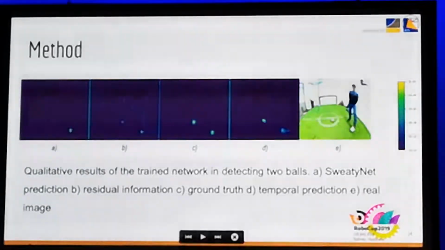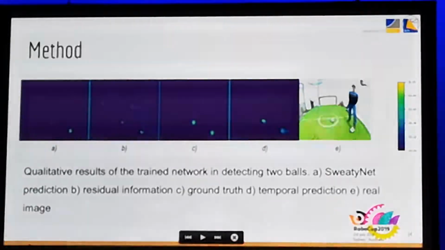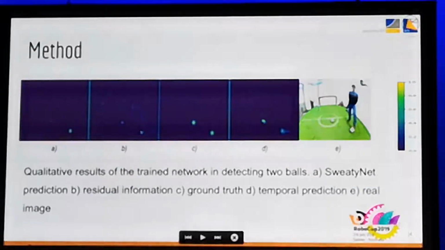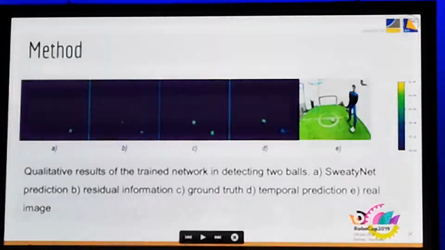As you can see, in the output of threading-net, one of the balls has a low response, so it might cause a false negative detection. And after doing our temporal corrections, we can have it fully.